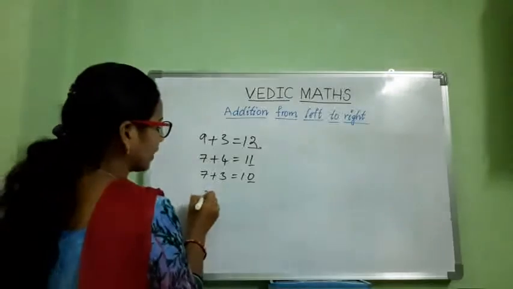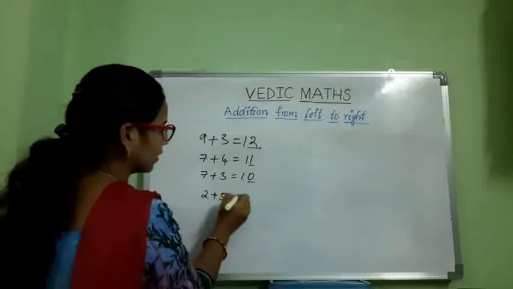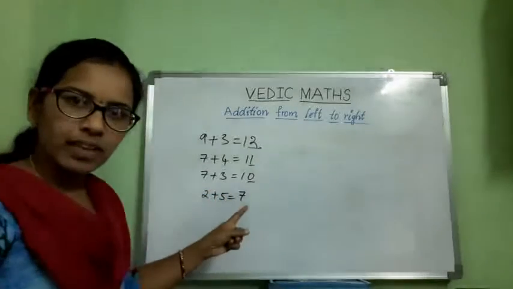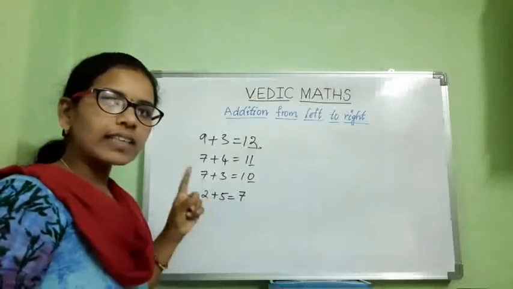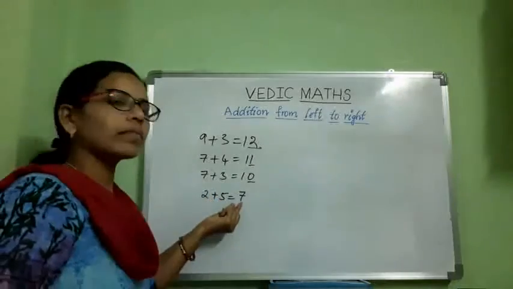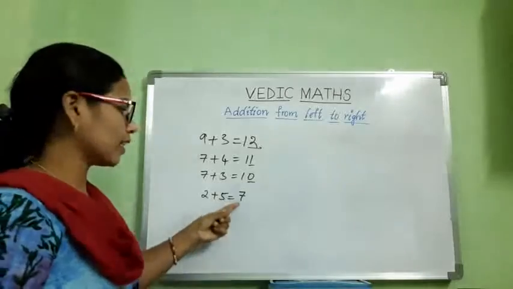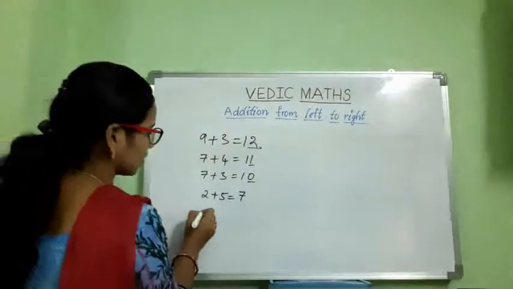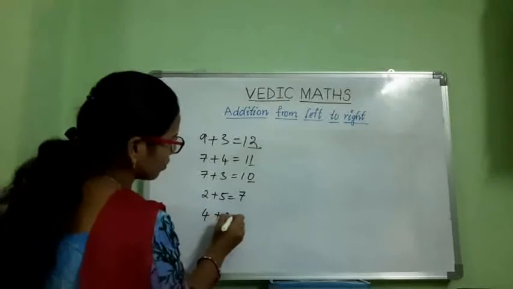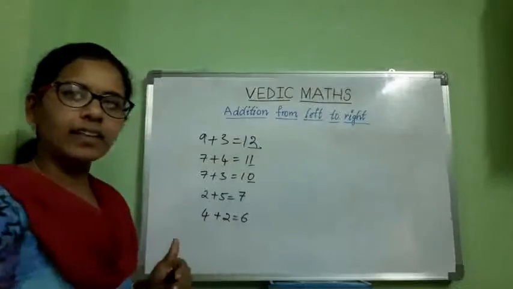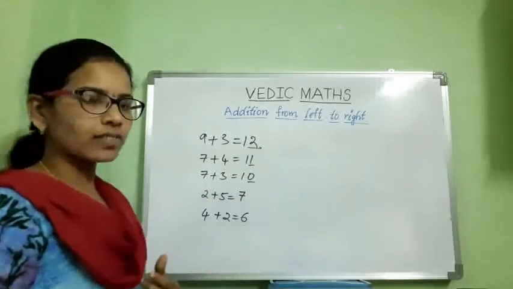For example, I take 2 plus 5. This time I got the sum 7, that is a single-digit number. This time the digit itself is the end digit. That means here 7 is the end digit. What about 4 plus 2? The sum is 6 and the end digit also is 6.